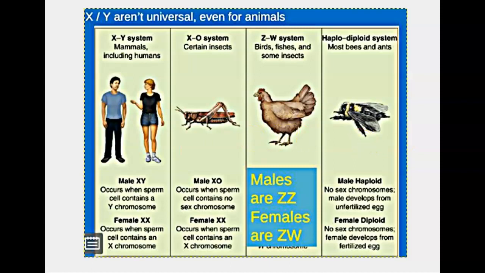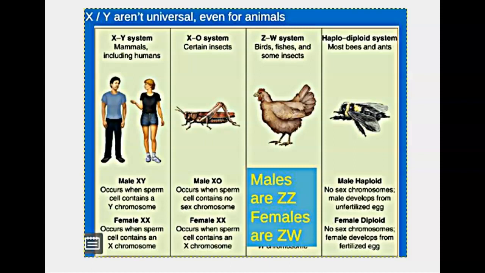XO, certain insects. Male occurs when sperm cells contain no sex chromosome, female XX, when sperm contains an X chromosome. ZW, that's the one I just talked about. Opposite sort of the XY, that the females are heterogametic and the males are homogametic.